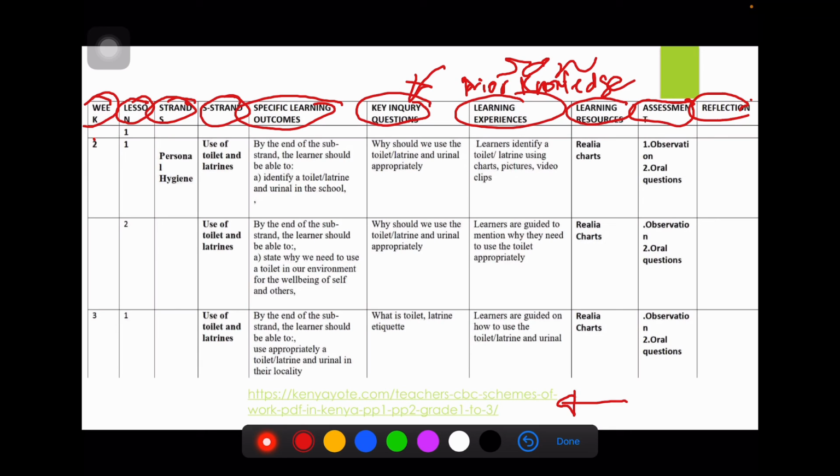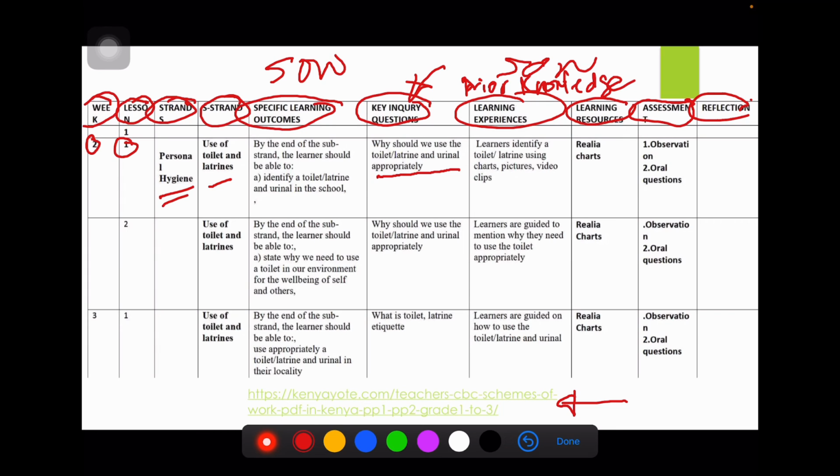So let's say week 2, lesson 1, personal hygiene. And the sub-strand is use of toilets and latrines. Specific learning outcomes: by the end of the sub-strand, the learner should be able to identify a toilet or latrine and urinal in the school. Now the question: why should we use the toilet or latrine and urinal appropriately? So this is one question which the teacher who is in charge of this SOW will be using in the class.